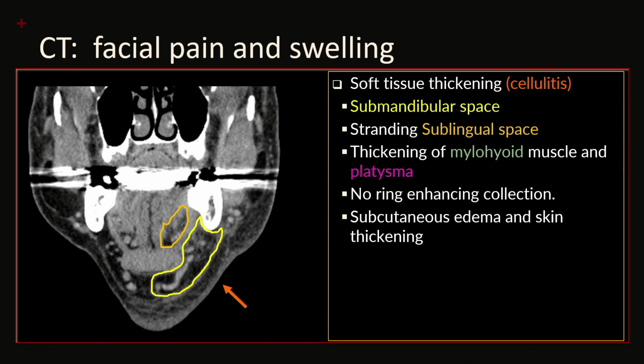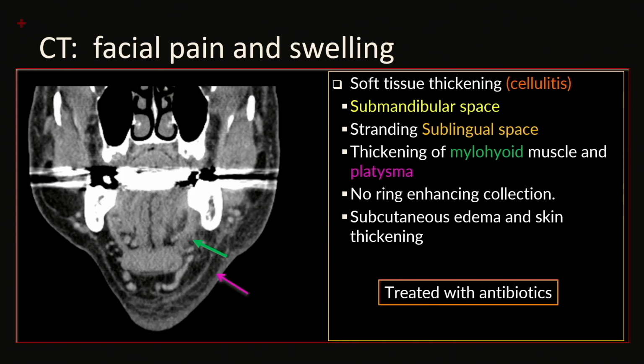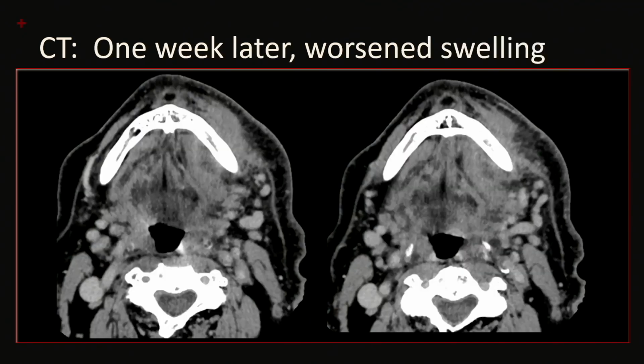And then we're also going to look at the sublingual space that's deep to the mylohyoid muscle, but lateral to the intrinsic tongue muscles. And maybe there's also a little bit of fat stranding there, but there's no rim enhancing collection. We also notice that the mylohyoid muscle is thickened, the platysma muscle is thickened. So this looks like a cellulitis, and this was treated with antibiotics.